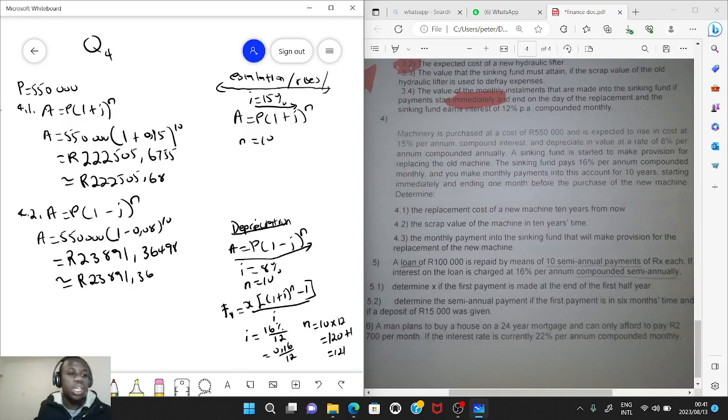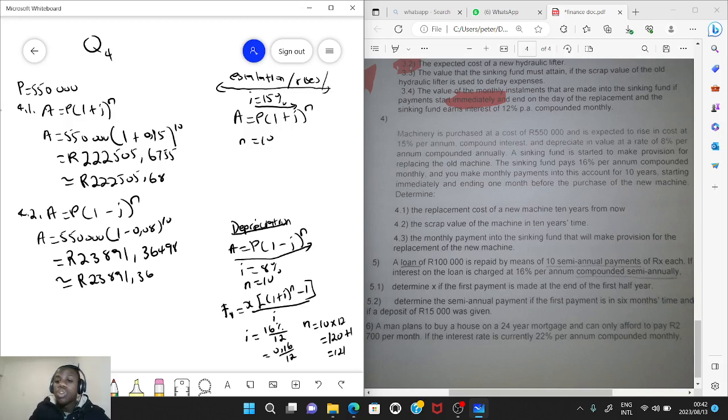The first question, we are asked to determine the replacement cost, right? And now the replacement cost in this case is a sinking fund, right? One may ask why didn't we use the future value? We were not going to be able to calculate the sinking fund using the future value because we didn't have the monthly installment.